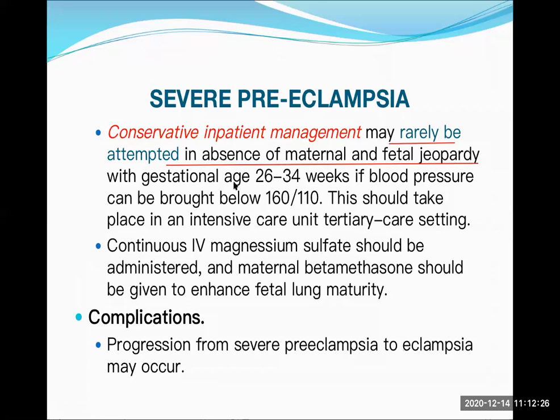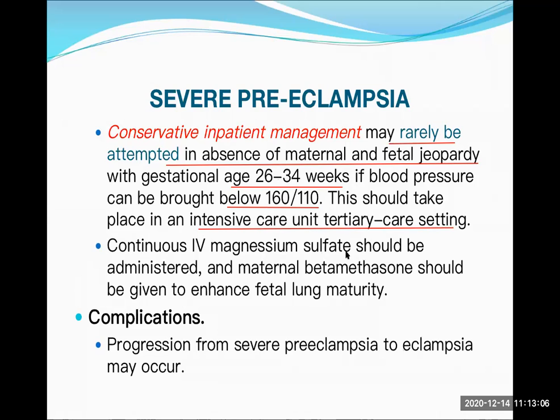Gestational age should be between 26 to 34 weeks, and blood pressure should be brought below 160 over 110. So these are the important criteria. This should take place in an intensive care unit or tertiary care setting in a good hospital. This is ICU care, so a bit of a complicated situation, isn't it? That's why you usually do not go for conservative inpatient management. You directly go for the termination of pregnancy by inducing the delivery, and then after that everything would be coming back to normal.